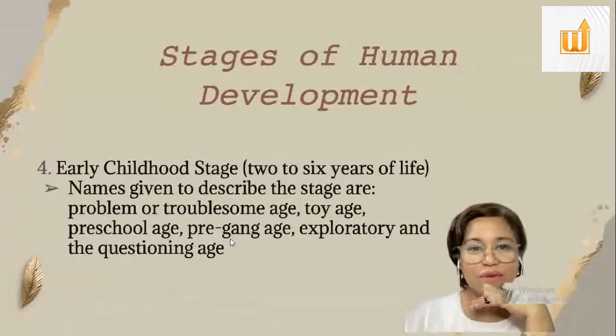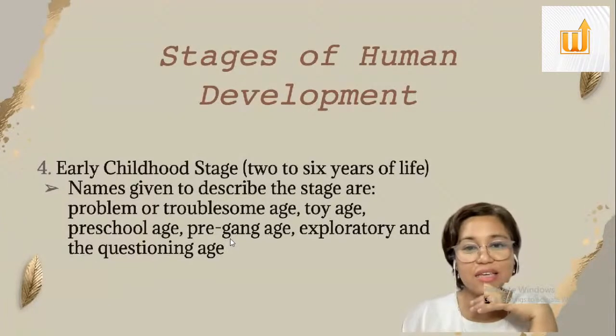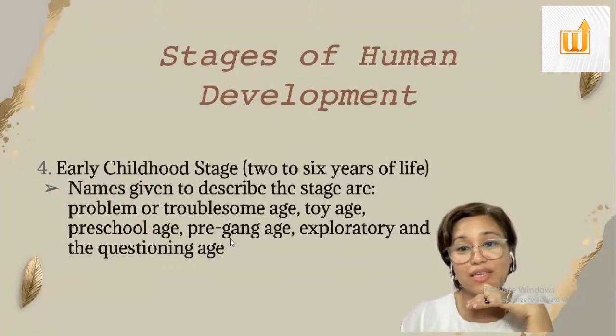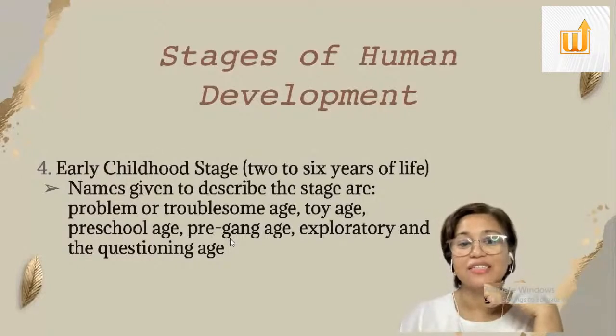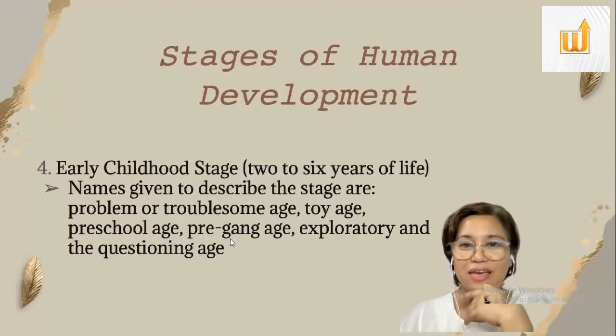And then stages of human development, the early childhood stage, year 2 to 6 years of life. This is where the child names everything that they see. Some see that this is the troublesome age, but I don't see it. This is such a very aggressive period of development stage. This is also the play age, the preschool age, the exploratory age, and the questioning age.